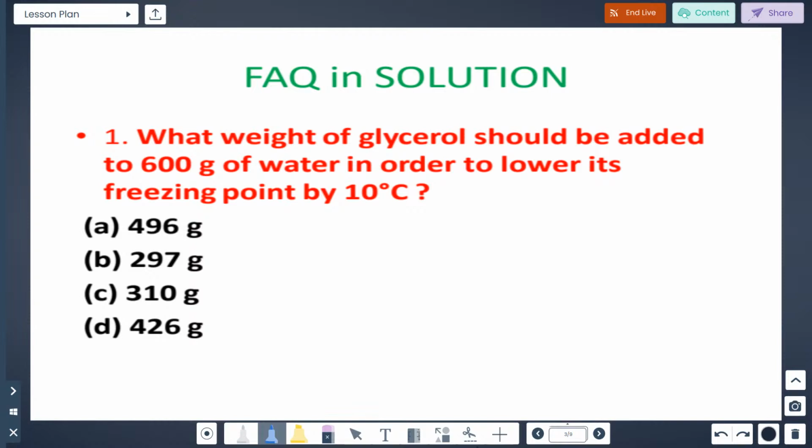del TF is equal to KF into M. Here M is nothing but molality, W2 by M2 into W1 into 1000. This is the formula. So if freezing point is given, you must know the formula.